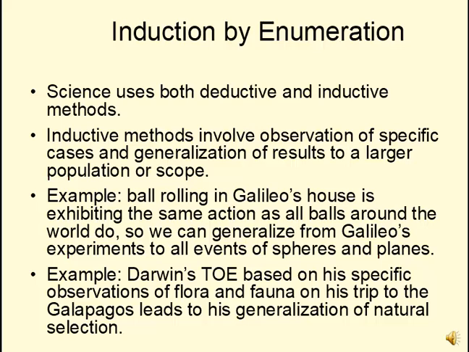So as I said, science uses both deductive and inductive methods, both deductive and inductive logic. With inductive logic, we're talking about observing specific cases, making specific observations, and generalizing those results to a larger population or a larger scope. Another example, Galileo constructed these wooden ramps, and he rolled balls down these wooden ramps to identify some of the basic principles of motion and that sort of thing.